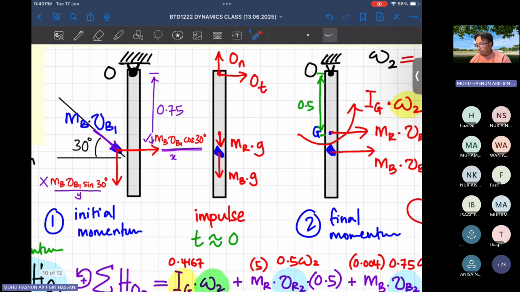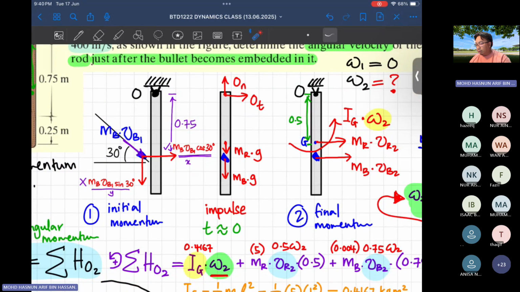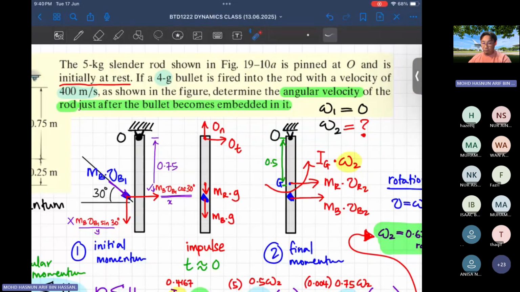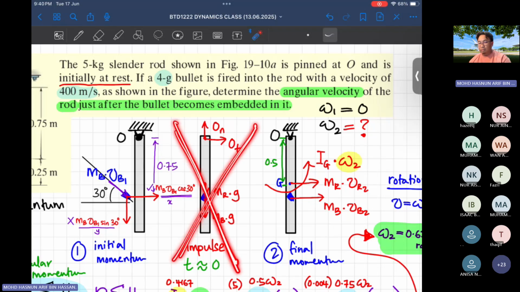Step number 2 is optional, because when you read this question and you do not see any time given, we know that the time is very, very short. So basically the impulse is not there. The impulse is not there. If you can draw, fine, but if you do not want to draw, it's okay.